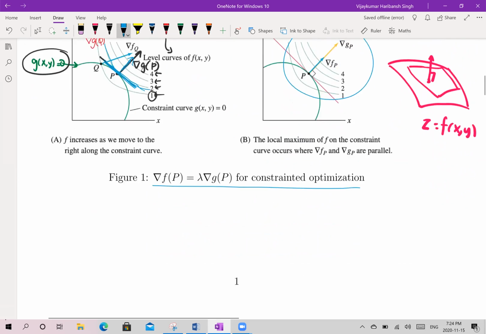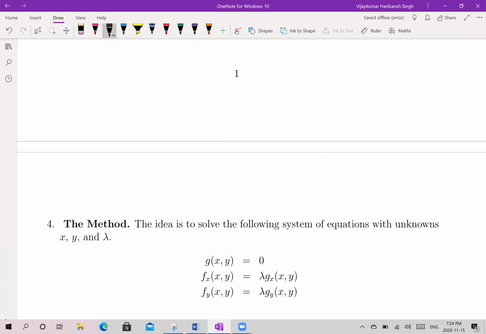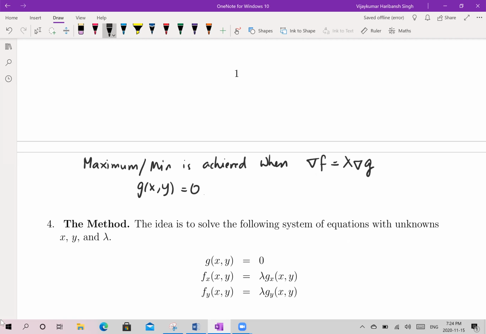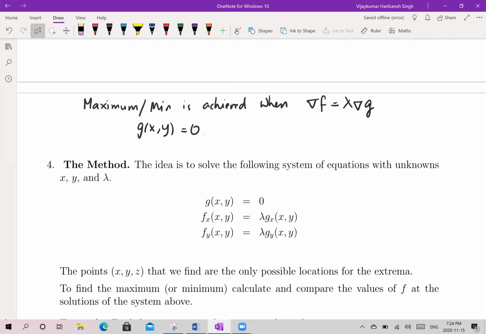So essentially, what are we solving? The idea behind the optimization is that a maximum or minimum is achieved when grad f equals lambda grad g, subject to the constraint g of xy equals 0. So essentially you're solving the following system of equations. First of all, g of xy equals 0, because your x and y values should satisfy the constraint curve. Because grad f equals lambda grad g, you will have fx.